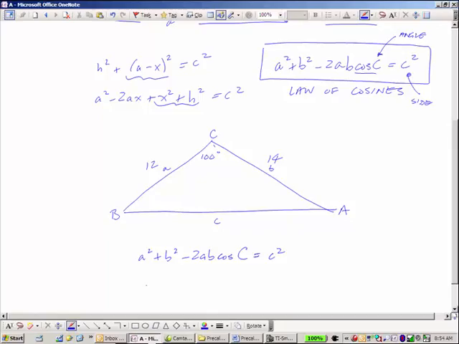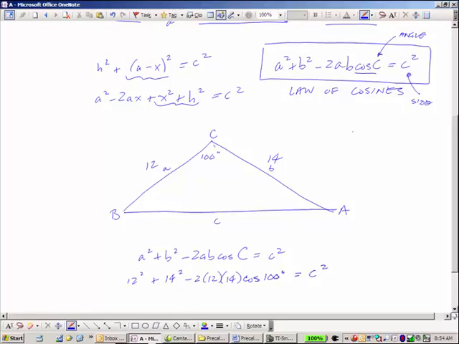A squared is, all right, b squared is, yeah, that's what I thought you were going to say. Minus 2 times 12 times 14 times the cosine of, yeah, what's C? 100. As a matter of fact, can we equal C squared?